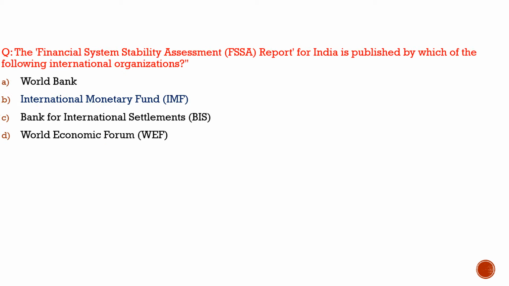Here the question is about the Financial System Stability Assessment report. The question says, the Financial System Stability Assessment report for India is published by which of the following international organizations? Is it the World Bank? It is definitely the International Monetary Fund. Why is it in the news? Because it has highlighted some issues with the NBFCs, as they are involved in certain sectors only, and it could lead to a situation that right now is very different.